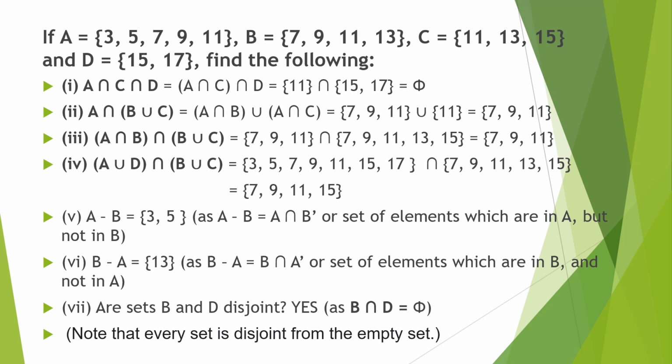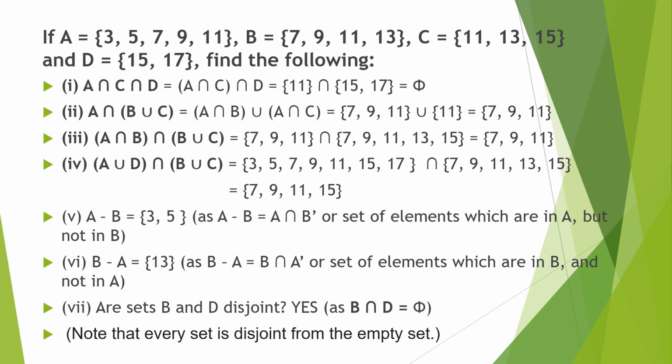Next interesting question. Set A consists of 3, 5, 7, 9, 11, B consists of 7, 9, 11, 13, C consists of elements 11, 13 and 15 and D consists of elements 15 and 17. You have to do the following set theoretical operations. A intersection C intersection D. Since it is associative, you can take any two first and then the third one. So first of all when you take A intersection C, it consists of element 11. Intersection with D which is 15 and 17, there is no such element which belongs to A, C and D, all the three. So it is null set.